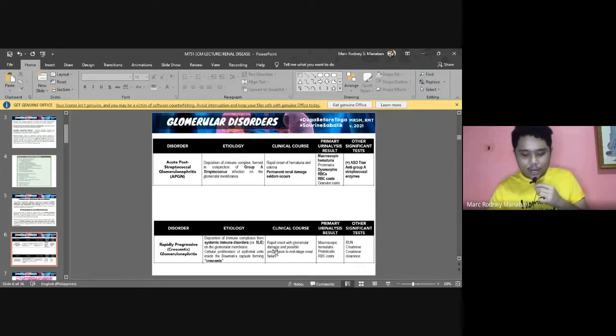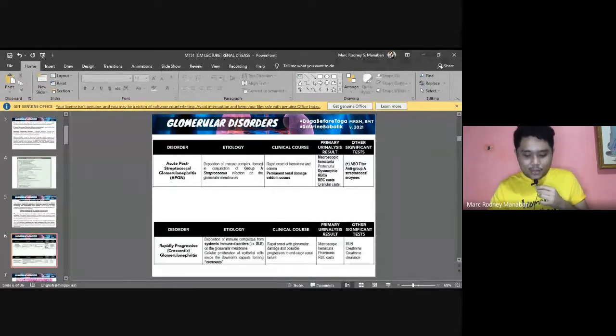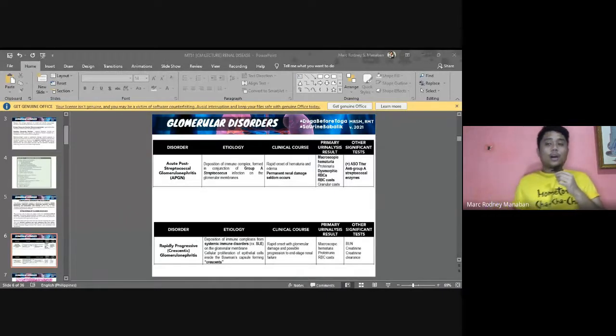So for clinical course, rapid onset, damage sa glomerulus, and possible progression to end-stage renal failure. True enough, 90% yun, mo progress siya to end-stage or renal failure. Medyo taas yung chance na mo proceed siya to chronic glomerulonephritis, okay? And of course, eventually renal failure, right? So taas ang chance niya, okay?